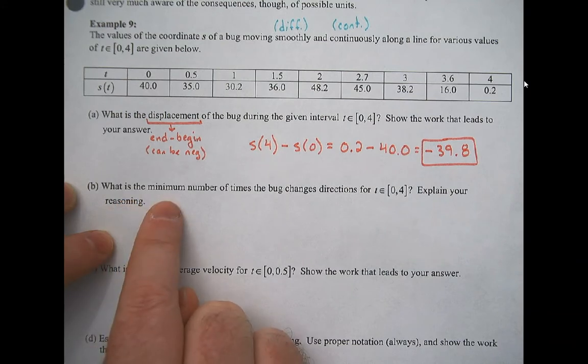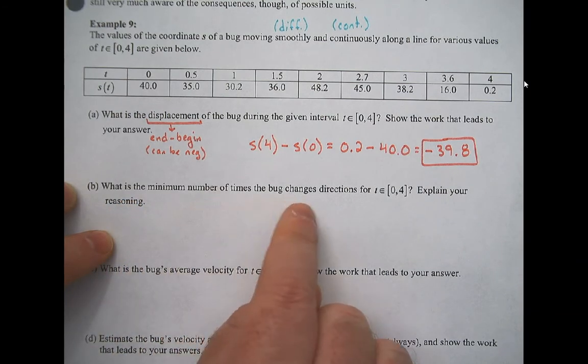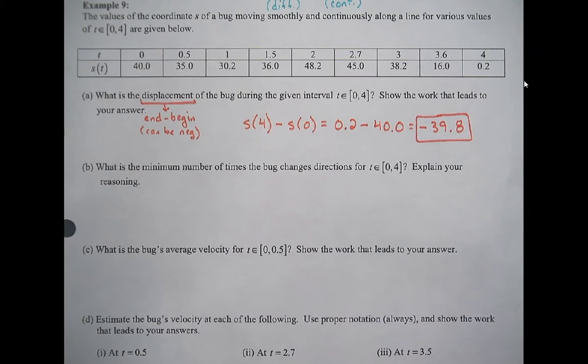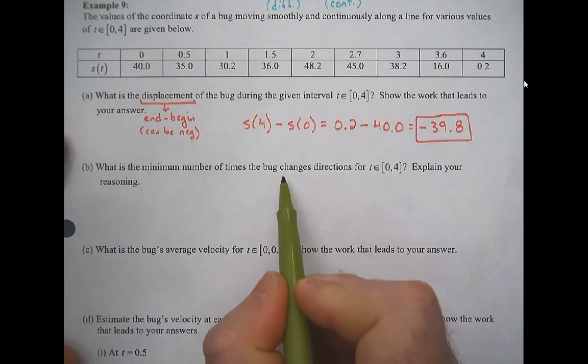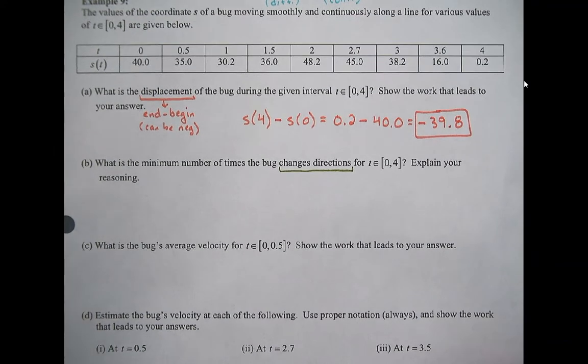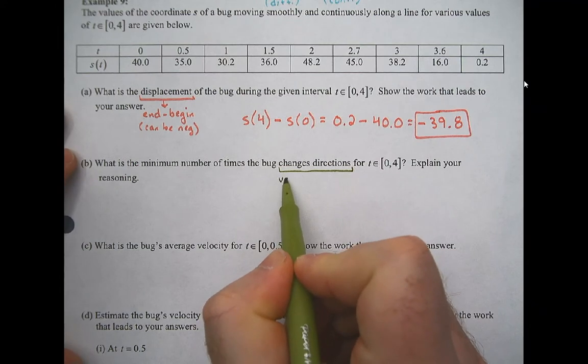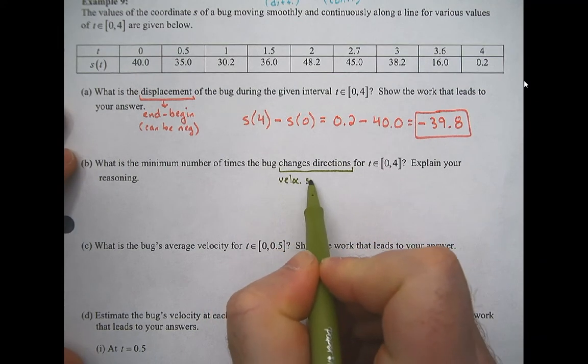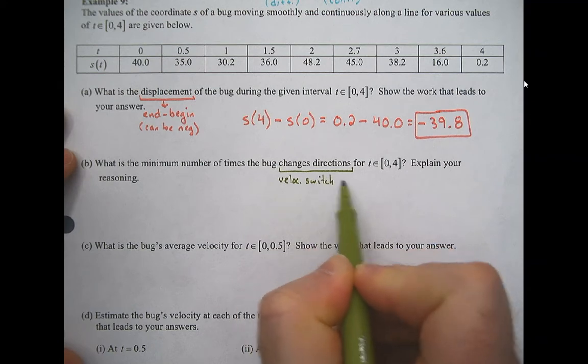What is the minimum number of times the bug changes direction from 0 to 4? All right, here we go again. I want to highlight, I want to annotate. Changes direction. Okay, when does a bug change direction? I'll give you 5 seconds. When does anything change direction? How do we know when something changes direction? That's a better way to say it. Because velocity switched signs.